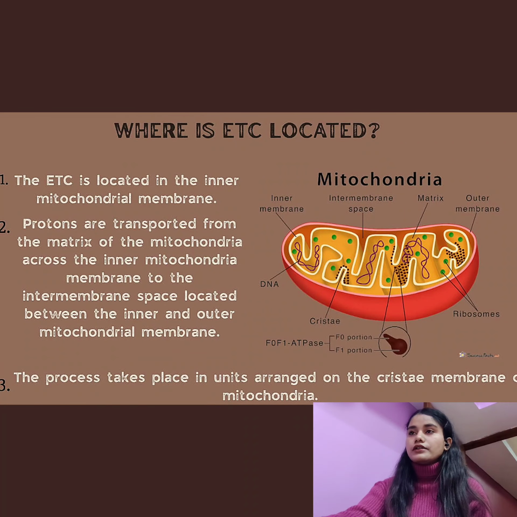Now we will discuss where ETC is located. The ETC is located in the inner mitochondrial membrane, as you can see in the diagram that I will stick here. Protons are transported from the matrix of the mitochondria across the inner mitochondrial membrane to the intermembrane space located between the inner and outer mitochondrial membrane. The process takes place in the units arranged on the cristae membrane of mitochondria.